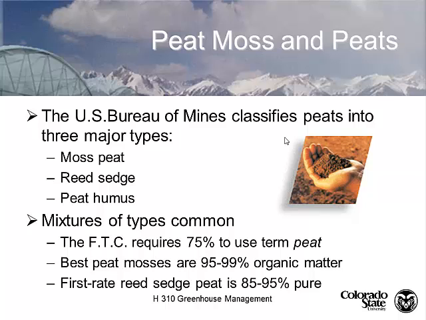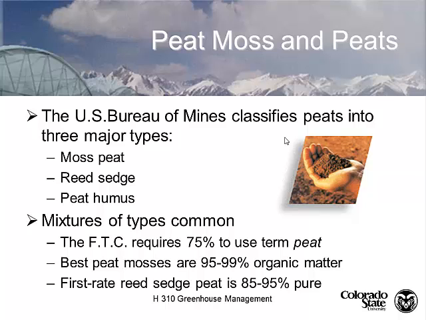So most people in our industry use peat moss. And peat moss is somewhat controversial. And we'll talk about some of that as we go on. But when we talk about peat, the U.S. Bureau of Mines, because this is a mined product, we have moss peat, reed sedge peat, and peat humus. And these are based upon the parent material or the plant material that the peat is derived from. The Federal Trade Commission, if a product is being sold as peat, it has to be 75% peat. Most of them are 95 to 99%.